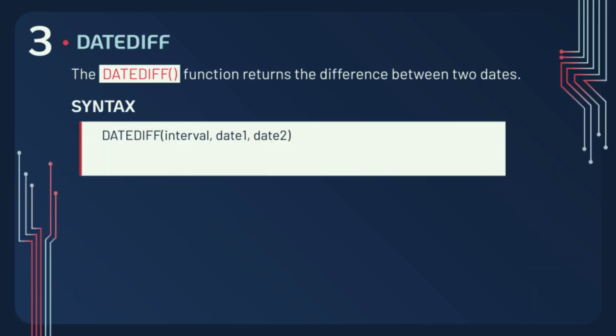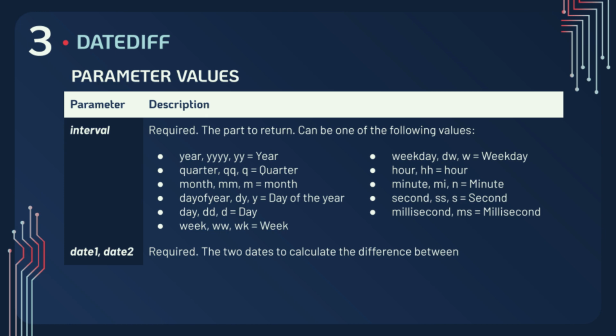DATEDIFF. The DATEDIFF function returns the difference between two dates. The syntax is DATEDIFF(interval, date1, date2). So the parameter values of this are interval, date1, and date2.